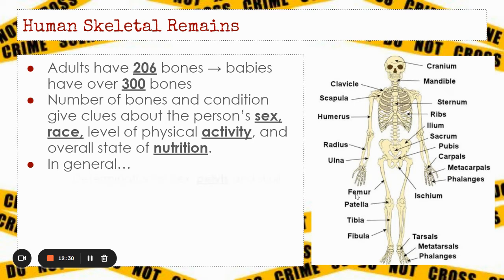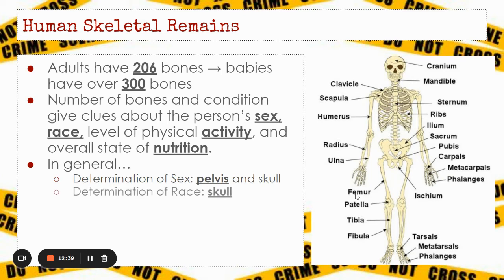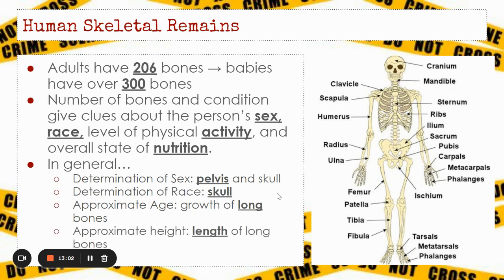Generally speaking, and for the purposes of this course, when we are determining the sex of an individual, we'll be examining primarily the pelvis, but it can also be determined from the skull. When we are determining race, we're primarily going to be looking at the skull. When we are approximating age, we're going to be looking at the growth of long bones. Long bones are the humerus, femur, tibia, fibula, radius, and ulna. So as the name suggests, those longer straight bones that are in the body. And when we are approximating height, we will look at the length of long bones as well. For the purposes of this class, we'll be looking primarily at the humerus and femur when determining height.